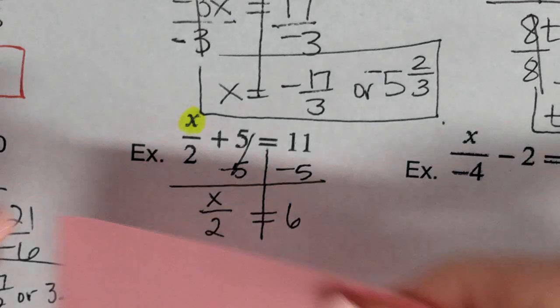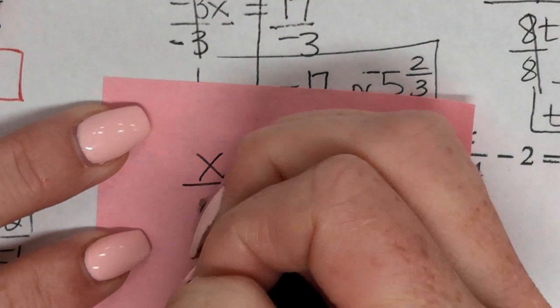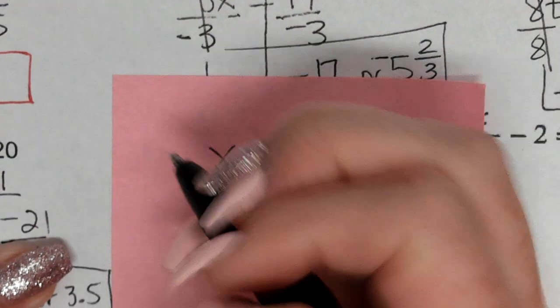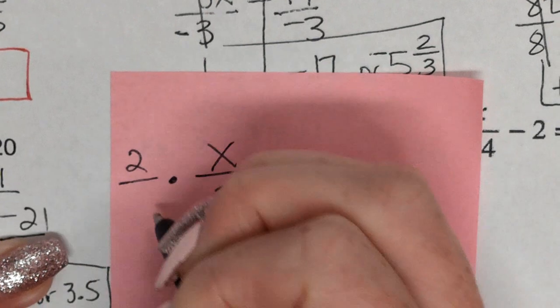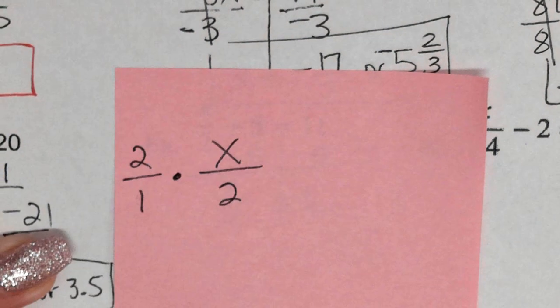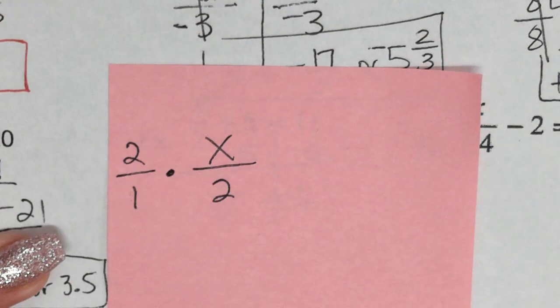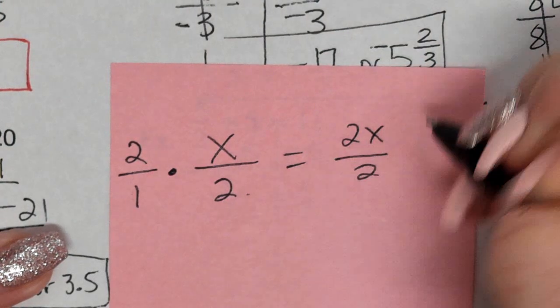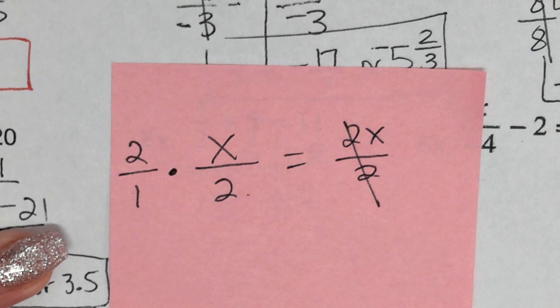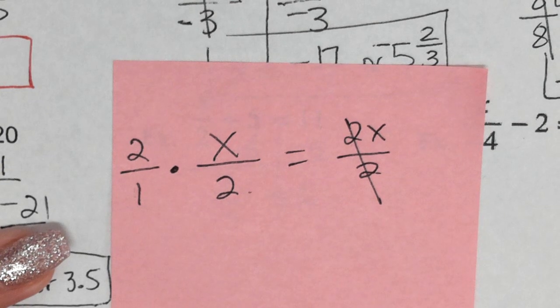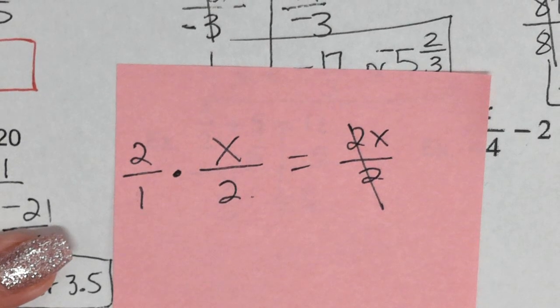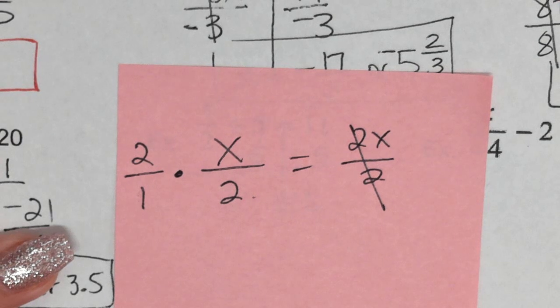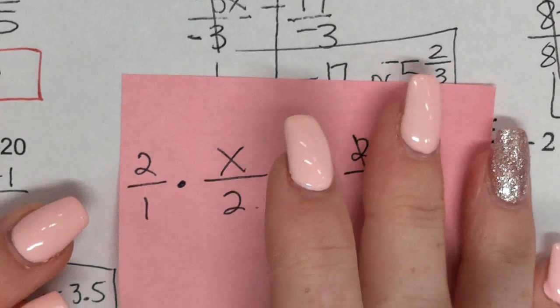You don't have to write this down. If I have x divided by 2, and I multiply by 2 over, what goes right here? 1. And I multiply straight across. 2 times x is 2x, and 1 times 2 is 2. What ends up happening right there? It cancels out to a what? 1. And 1 times x is x, so that's why it works. You don't need it. You don't have to show all that.